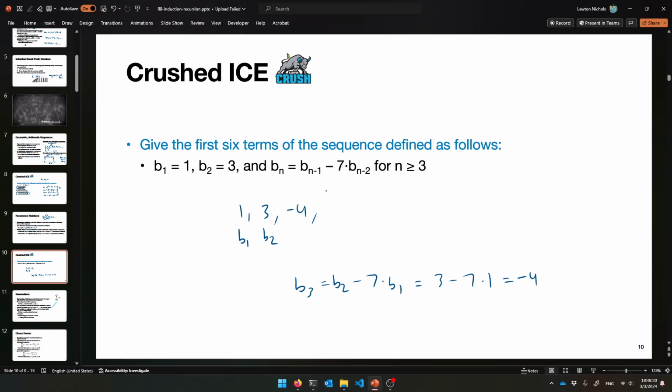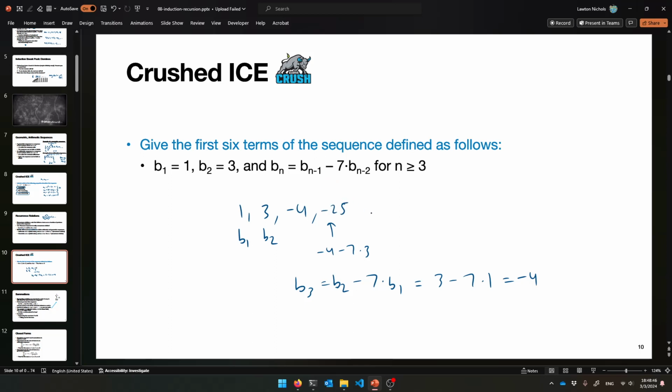And then to get the rest, like what goes here, well, it's going to be all the previous element, negative 4, minus 7 times the two elements ago, 7 times 3. So that's negative 4 plus 21. That's going to be times positive 3, excuse me. So it's negative 4 minus 21. So that is negative 25.